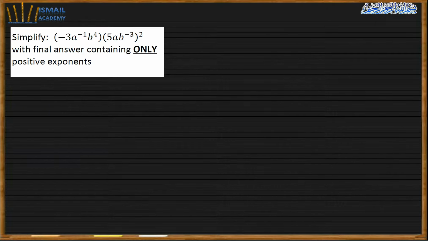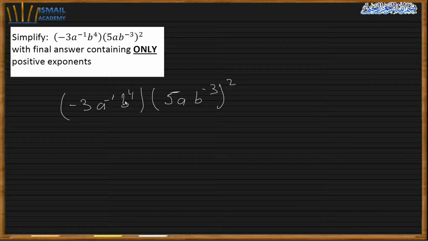Alright, next question. Here I need to simplify, but they want positive exponents. What I need to do is make sure that I simplify each parenthesis by itself if I can. Then I distribute. So don't distribute until you make sure that there is only one base for each exponent.